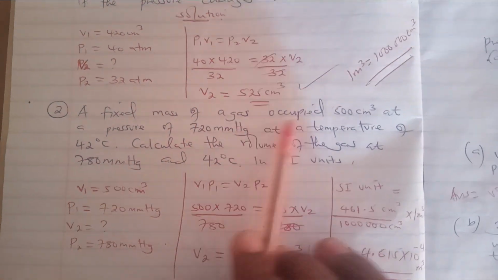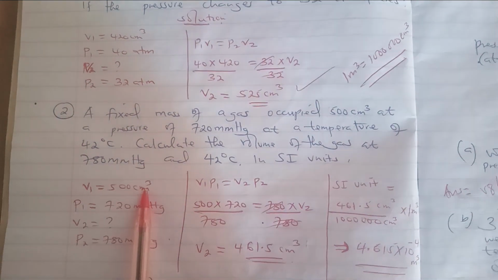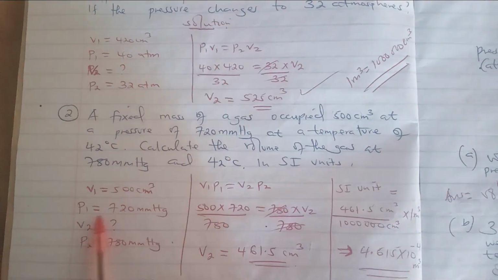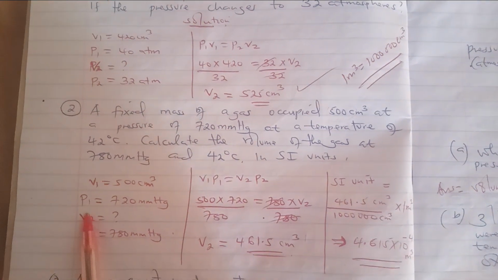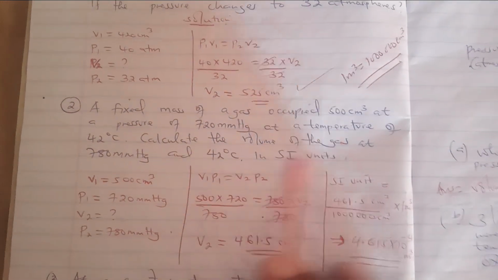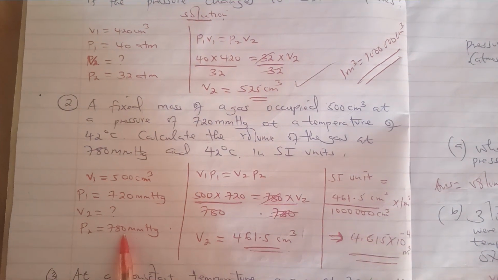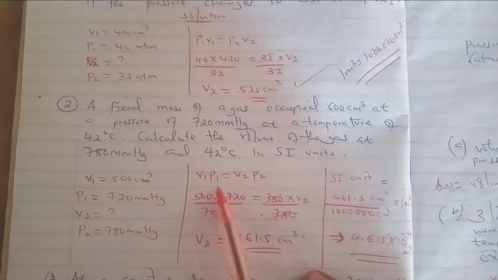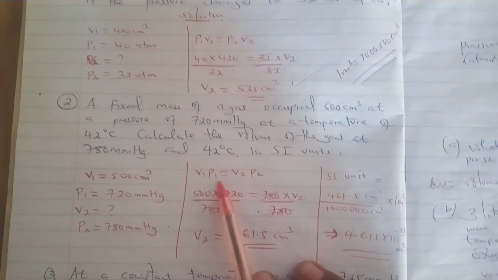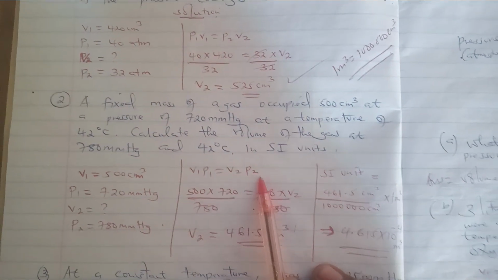Then we are given volume 1, 500 cubic centimeters, pressure 1, 720 millimeters of mercury. Volume 2 we don't have. Then we are given pressure 2, 780 millimeters of mercury. How do we get volume 2? We say V1 times P1 is equal to V2 times P2.